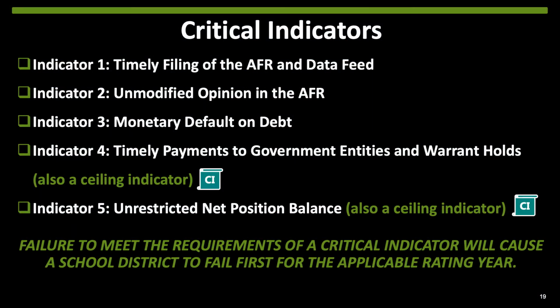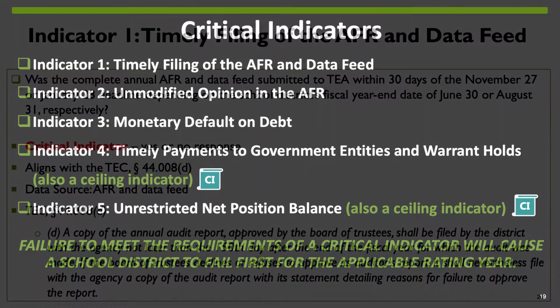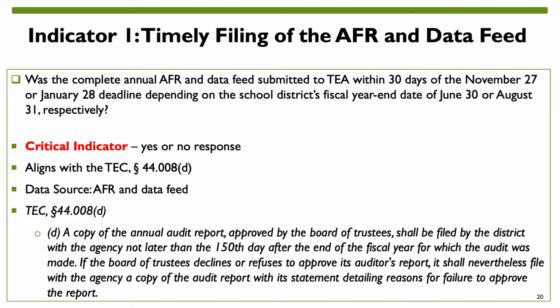Let's look at your critical indicators. Indicator 1 did not change at all. It is still, we need your AFR and we need your data feed. You have 180 days, and the Texas Education Code really only allows you 150. We give you an extra 30 days. And still, there are some districts who cannot get both in on time. So just know you've even got that extra 30 days before you fail critical indicator 1.